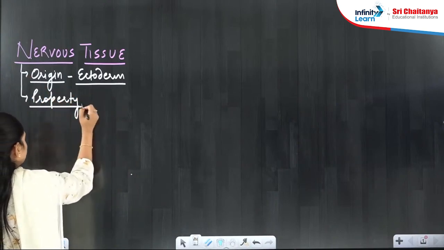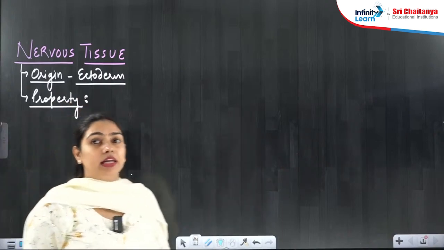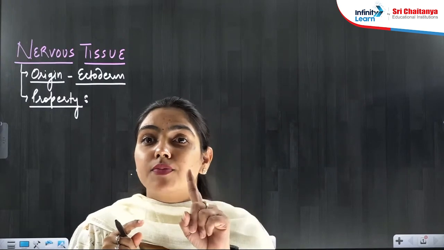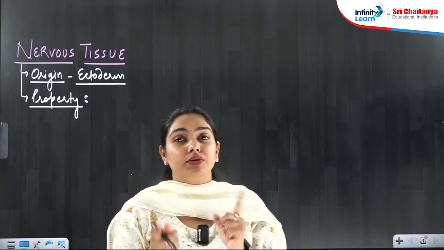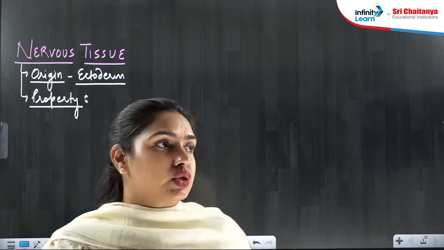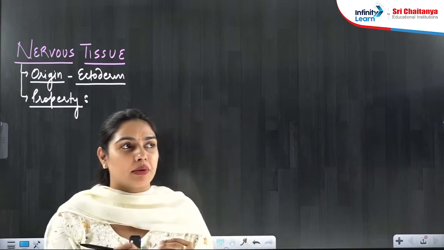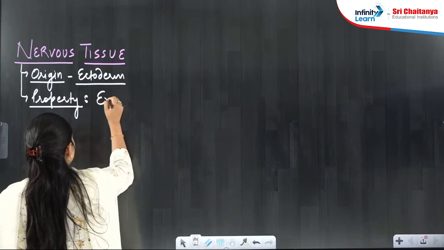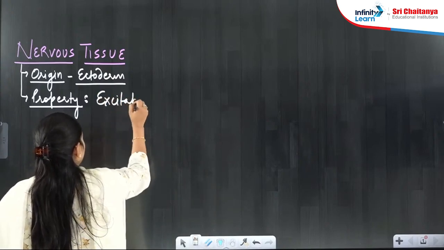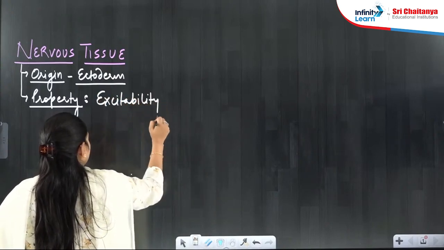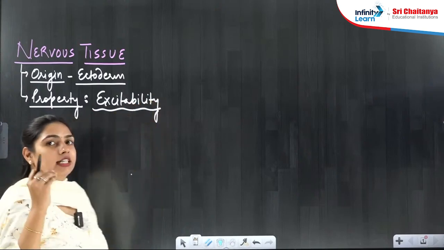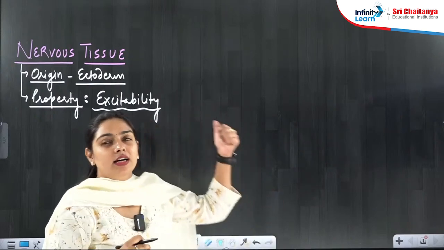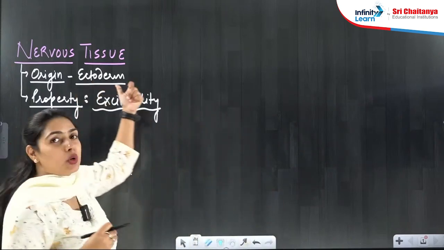And then a very important property, beta, which is also present in the muscular tissue. So there is one property which is common between muscular tissue and nervous tissue. Can you tell me which is that property? Excitability. Excitability is the property. Very important property, beta. It is the property of the nervous tissue as well as of the muscular tissue.